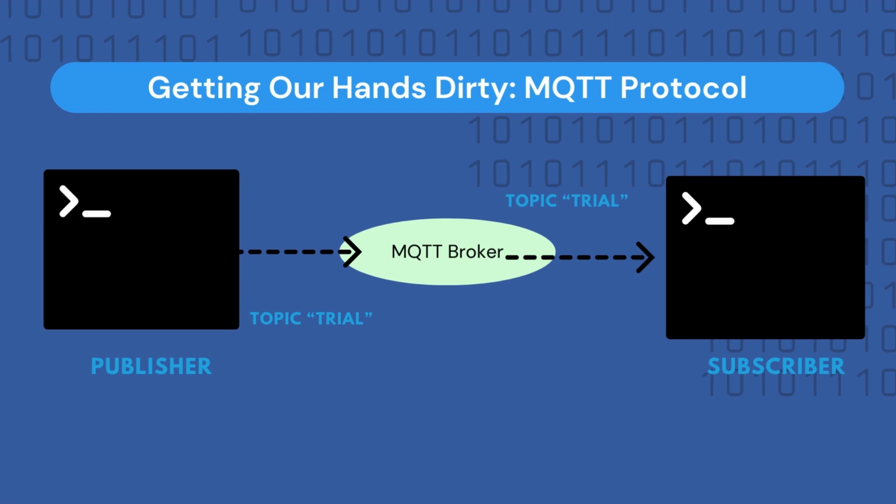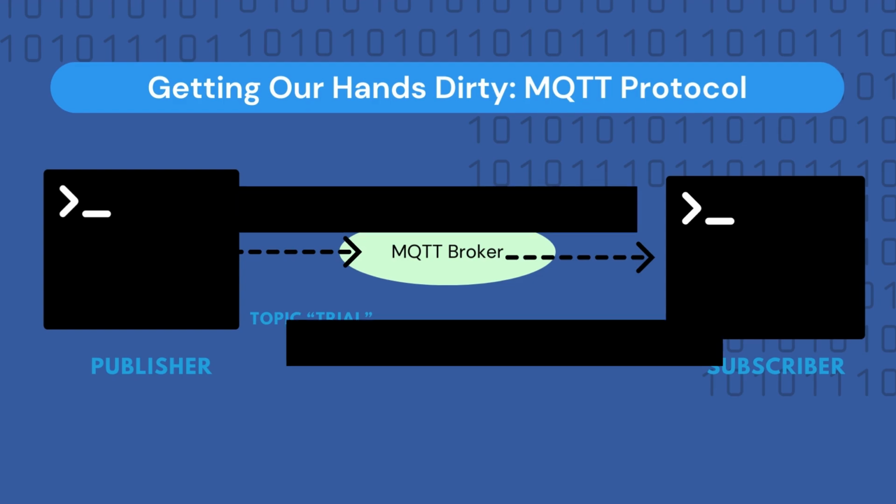node or aspect of the MQTT communication, we will publish messages to the MQTT broker to that topic, the topic trial, and we will observe those messages being relayed to us on the subscriber end as we are subscribed to that topic trial. So without further ado, let's go ahead and jump over to the implementation.